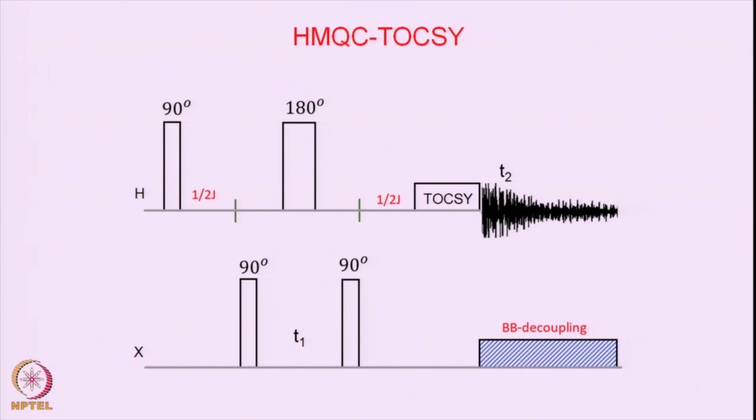Okay. We can do the same thing with HMQC. HMQC also allows the same thing to be done. So you go through the HMQC spectrum until this point and introduce the TOCSY block. The TOCSY block here allows you to relay the magnetization through the proton coupling network, and you collect the data here, proton magnetization, and do the decoupling.